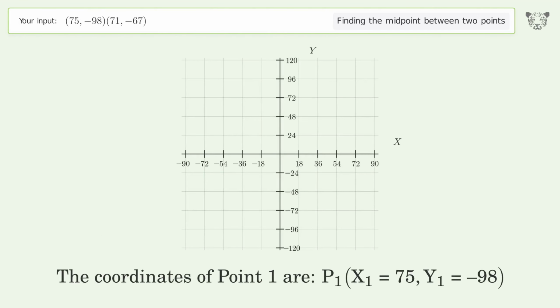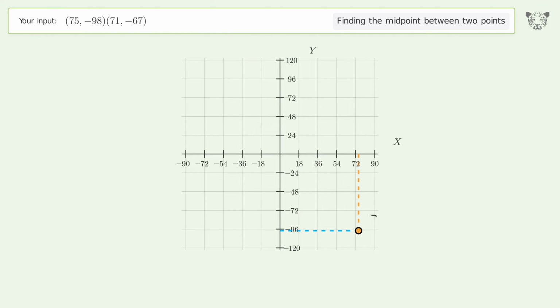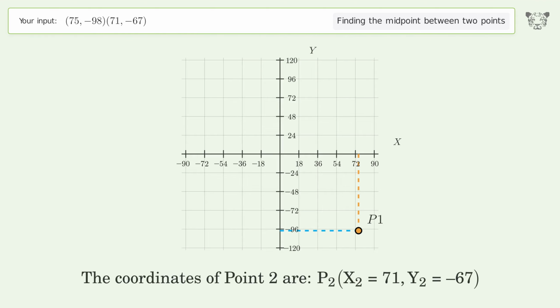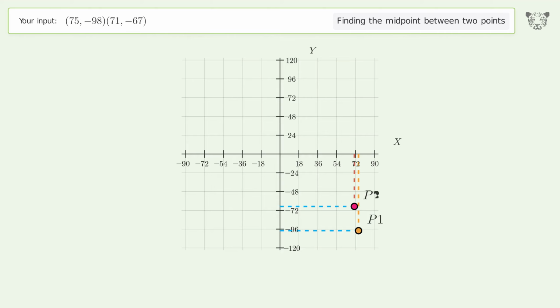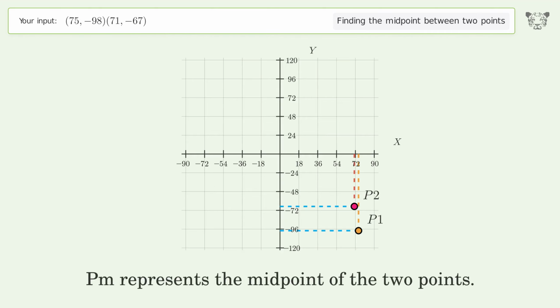The coordinates of point 1 are, x1 equals 75, y1 equals negative 98. The coordinates of point 2 are, x2 equals 71, y2 equals negative 67. PM represents the midpoint of the 2 points.